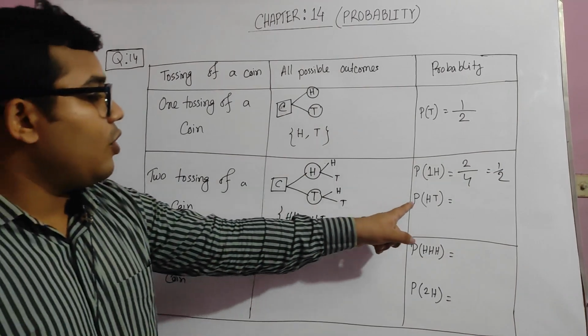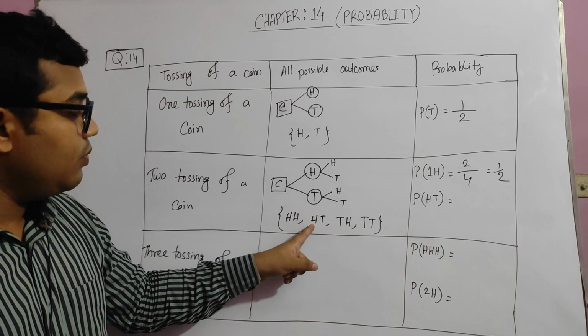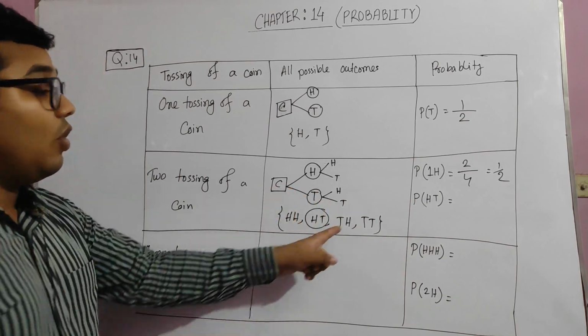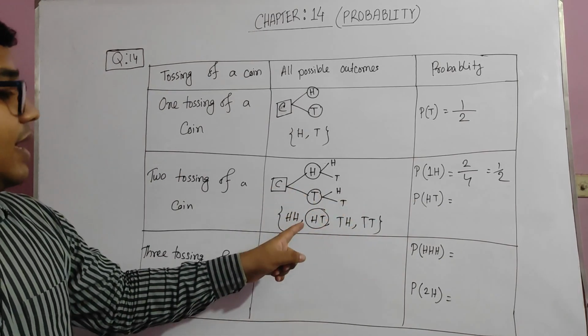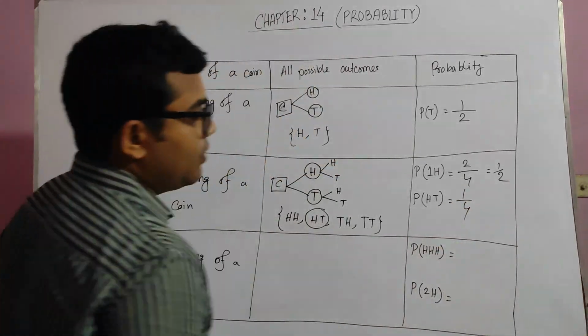And here, the probability of HT, how many HT is here? Here is only 1 HT, not TH. It is talking about the HT, that's why. So it can be written as 1 by 4.